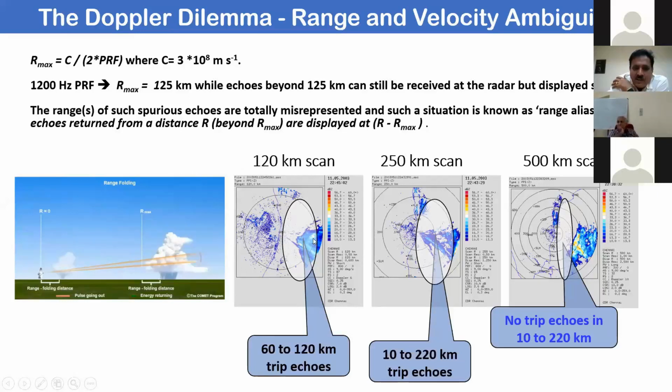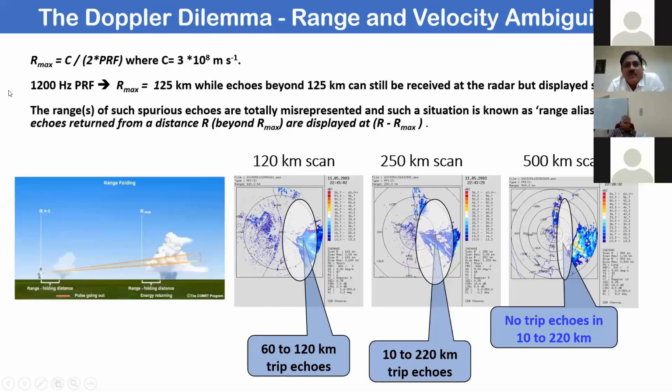These actually are not at this range from the radar. Similarly, if you put a 250 kilometer maximum Rmax, you will get these echoes. These are also not real echoes because they are at some other distance. Within this distance, if you have a 500 kilometer range, they are actually beyond this 250 kilometer. But because of this range folding, they are coming inside this one. So this is where the problem comes.